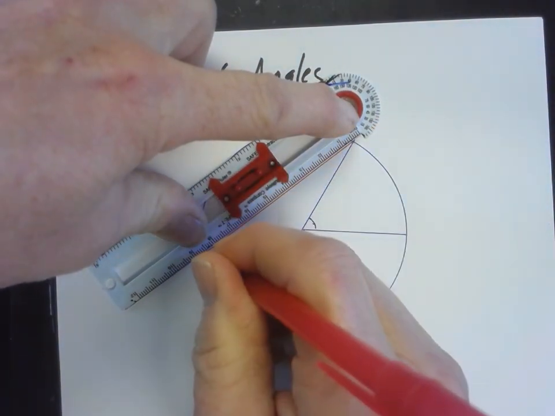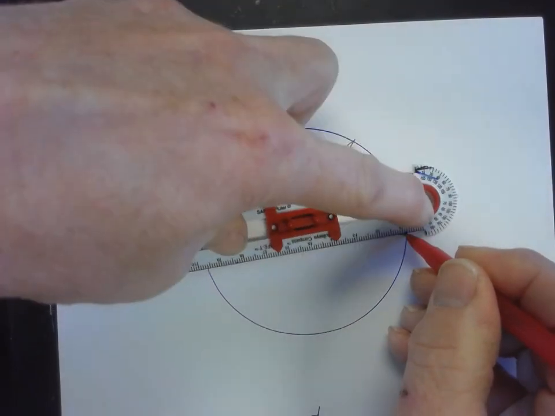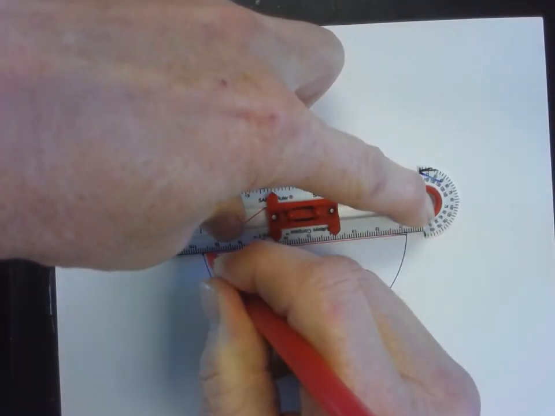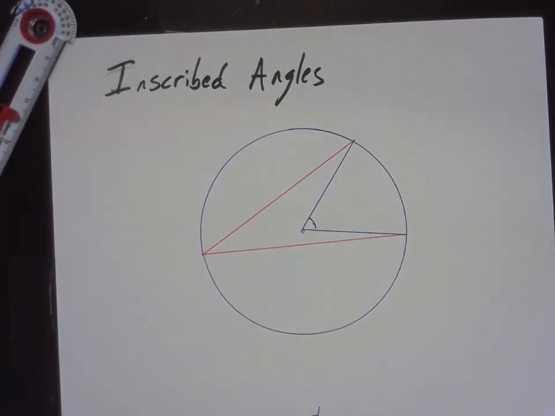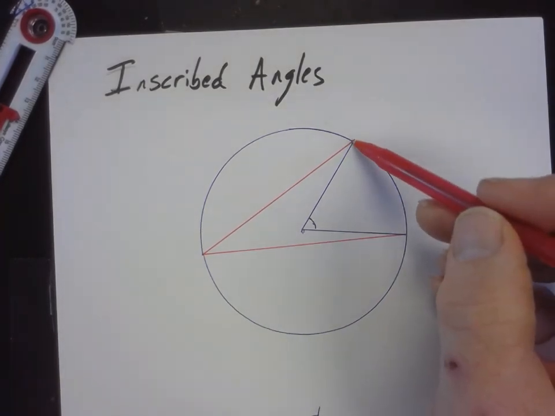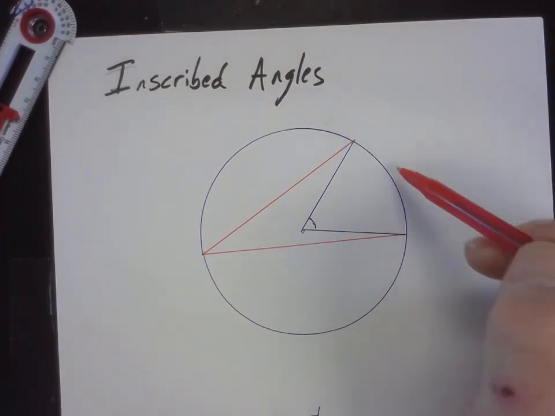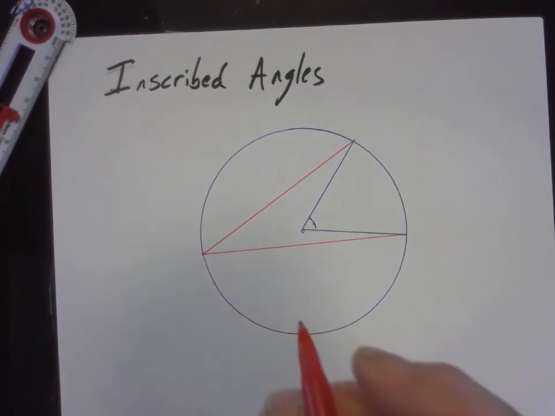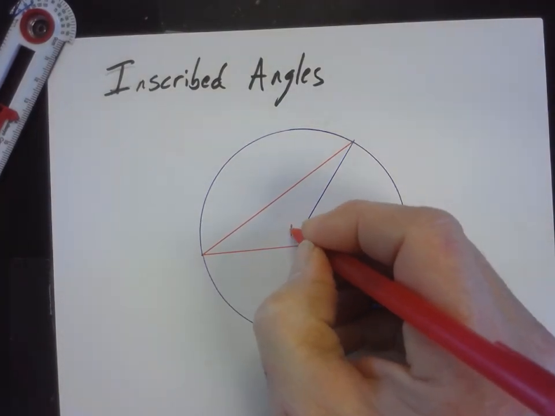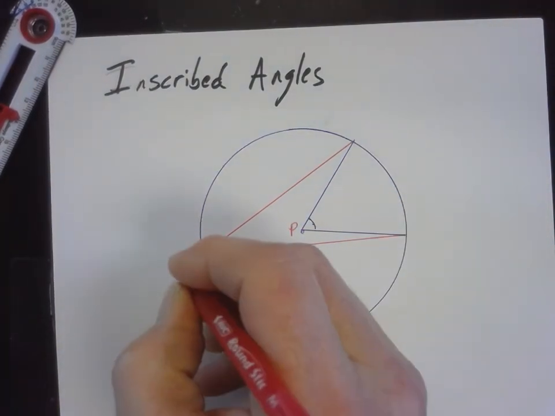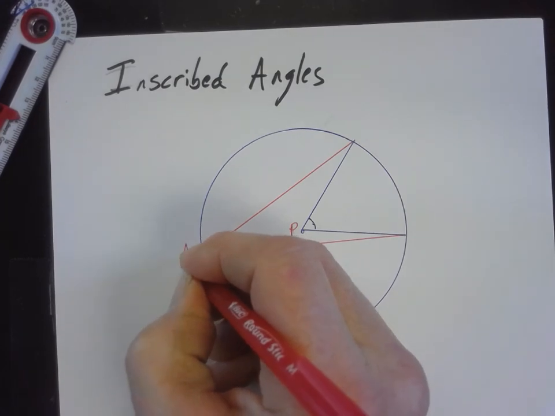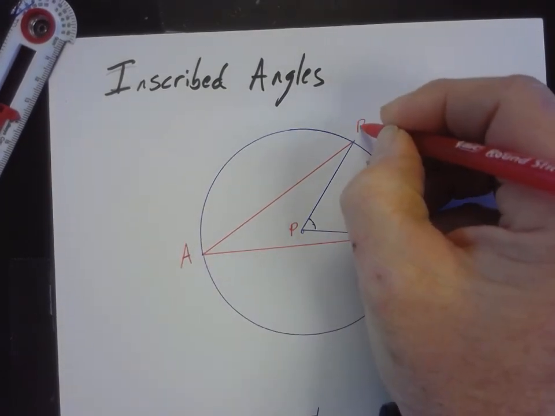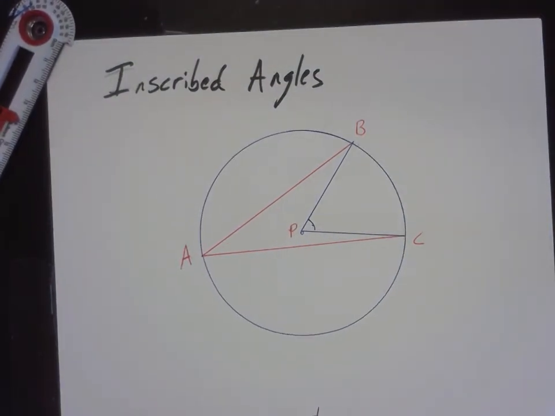Comes to here, and then it comes to there. So this would be an inscribed angle. Notice that I have it intercepting the same arc over here. Okay? And I just want you to look at it for a second, and if this is circle P, so that's angle P right there, and this is point A over here. This is B and this is C, so that's arc BC.